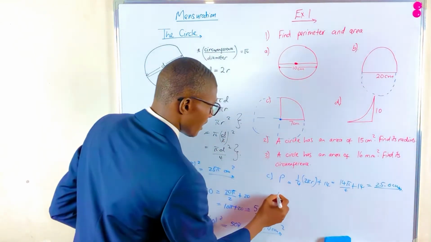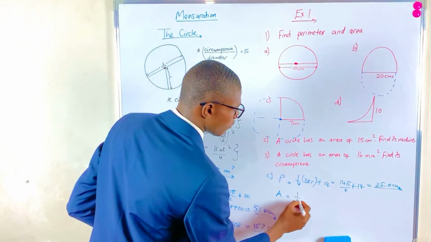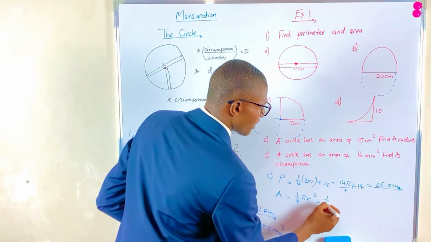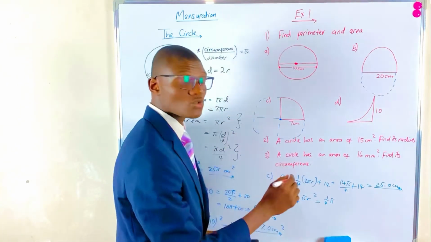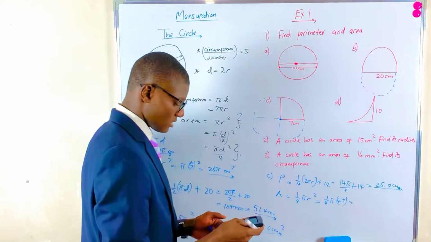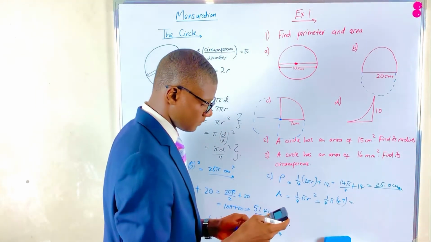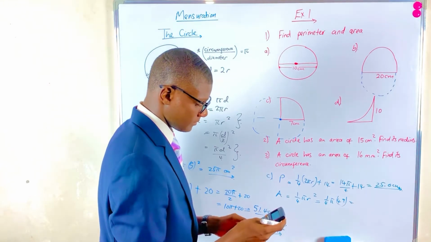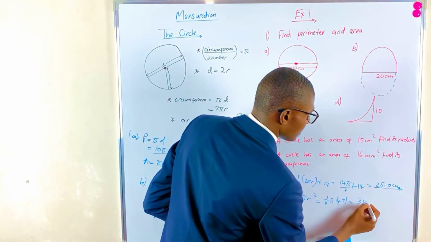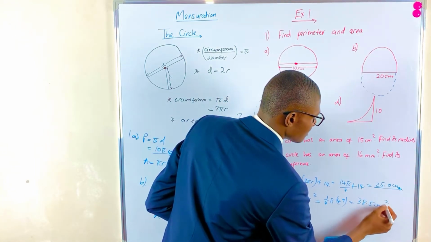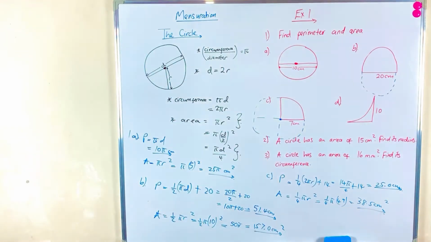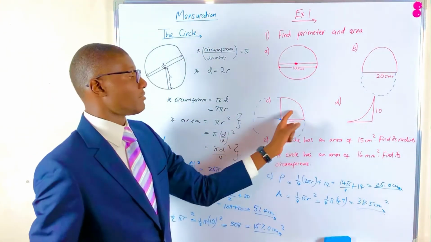And of course, the area would be simply a quarter of pi r squared, which is a quarter pi of 7 squared, being 49. This can be simplified to 38.5. So 38.5 square centimeters would be the area of the shape, right?